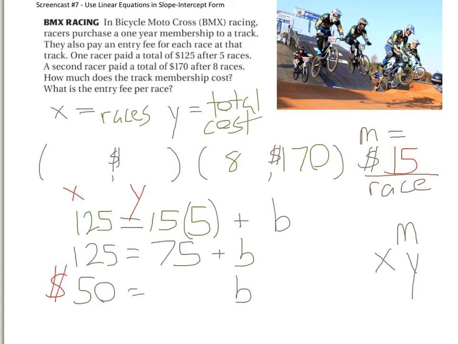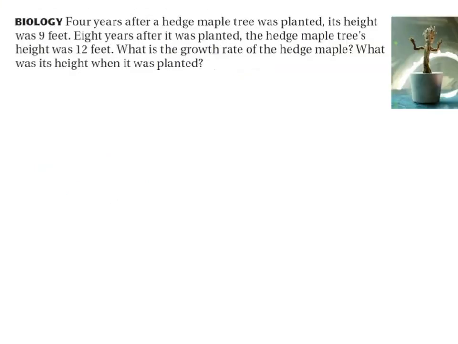The next one is for you, and it is similar. Your question is not about BMX, it's about biology, but it will be solved in a very similar way. 4 years after a hedge maple tree was planted, its height was 9 feet. 8 years after it was planted, the hedge maple tree's height was 12 feet. Both sentences, very important. Think back to how we set up a similar two ordered pairs from the previous example. The two questions you must ask. What is the growth rate of the hedge maple?